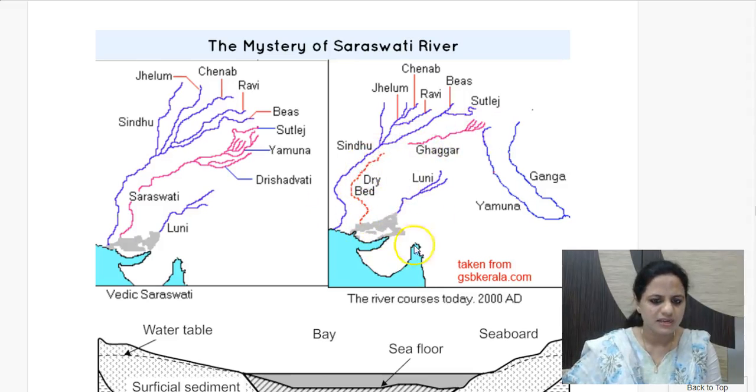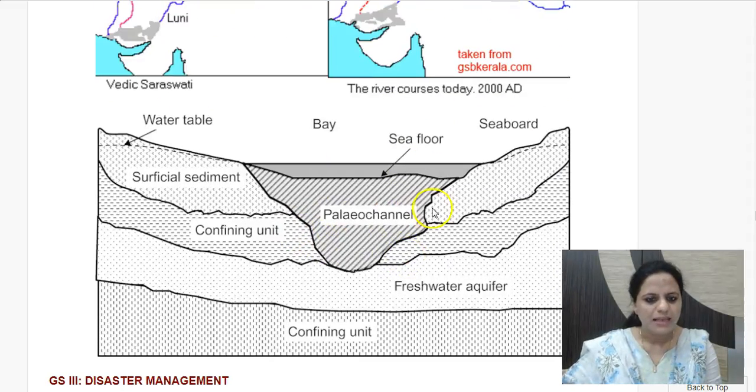So this is the Rajasthan region also. So presently it is said to be dried up. And this is the paleo channel which is shown. So paleo channel which goes underneath. So it's the remnant of the river which is no longer present as such.